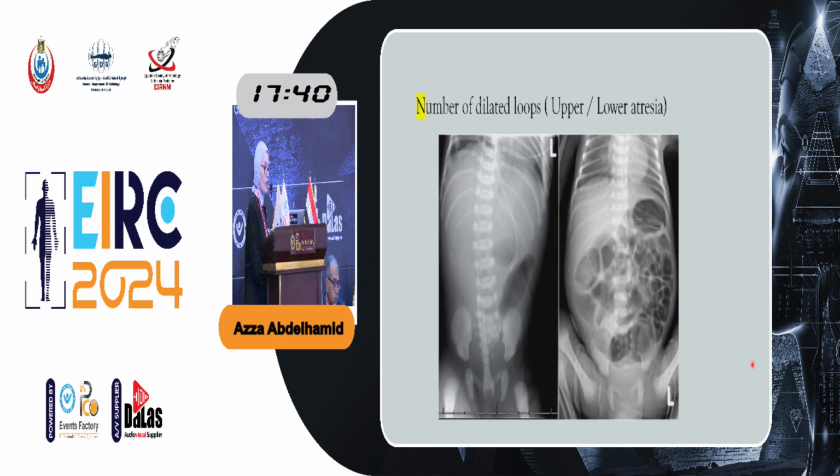N, so we finished D, now N. N, number of dilated bowel loops. If it's 3 or less, in that case, you may diagnose high obstruction. If it's more than 3, it's low obstruction.